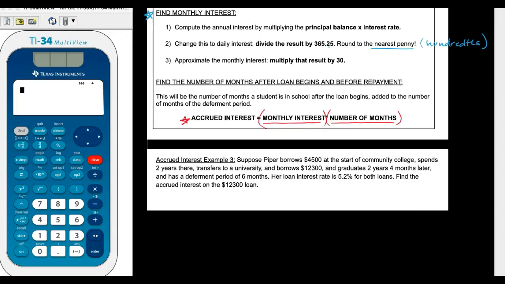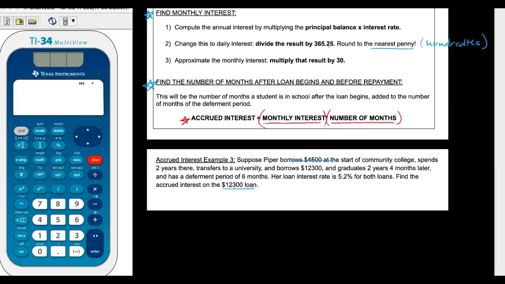In example 3, we still have Piper, who borrows $4,500 at the start of community college and spends 2 years there, transfers to a university and borrows $12,300, graduates 2 years, 4 months later, and has a deferment period of 6 months. Her loan rate is 5.2% for both loans. Find the accrued interest on the $12,300 loan. And so this is one of those problems where you're given more information than you need, which I know sometimes can be frustrating because you see this amount up here, and we actually don't even need to think about the $4,500 loan because we're just being asked about that $12,300 loan. So I'm going to go through the two main steps that we did through the other problems.